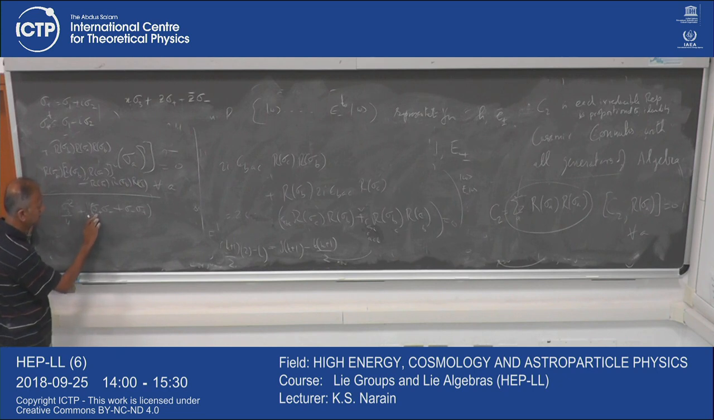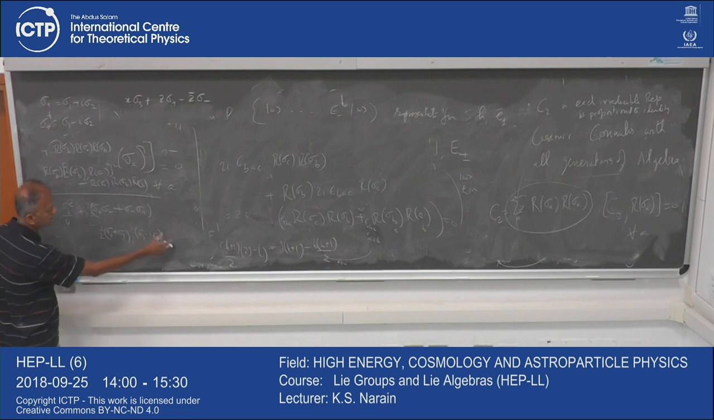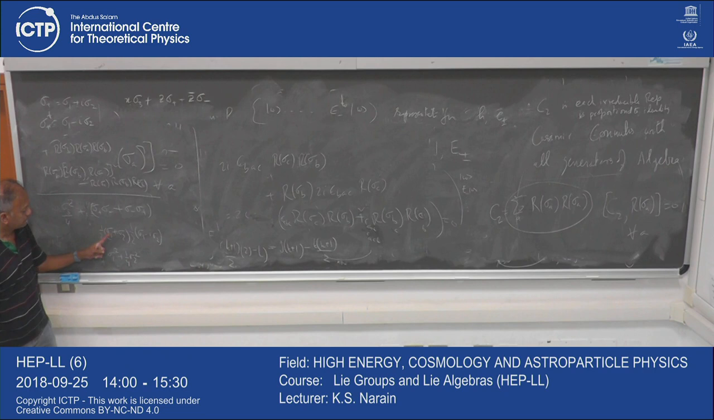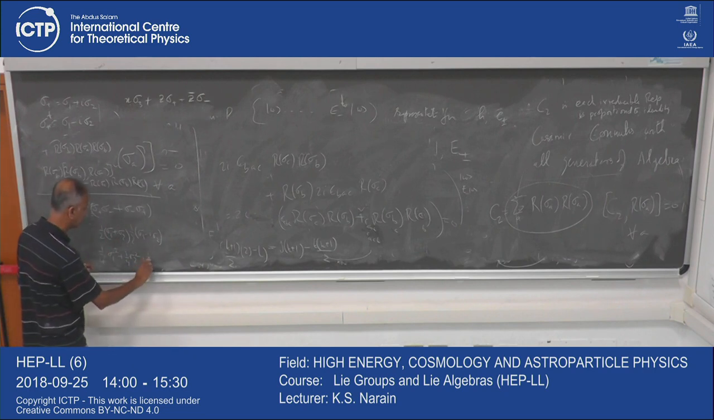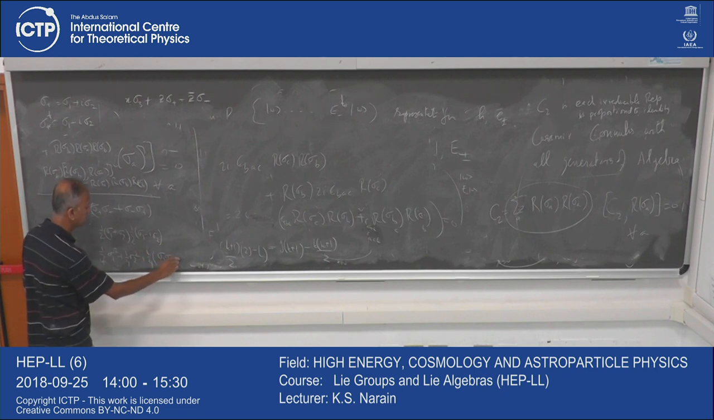So this, by definition, was half sigma 1 plus i sigma 2, times half sigma 1 minus i sigma 2, and similarly the other one with the opposite ordering. So when I open it up, I will get here 1/4 sigma 1 squared, plus 1/4 sigma 2 squared. And then you will get cross terms, which will be plus 1/4 i, sigma 2 sigma 1 minus sigma 1 sigma 2.